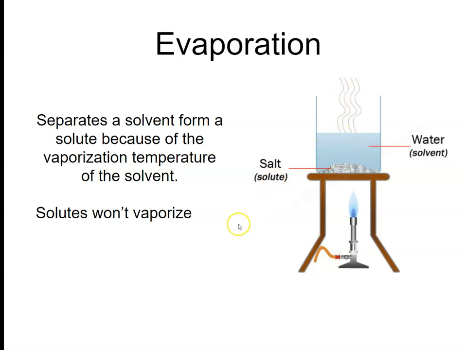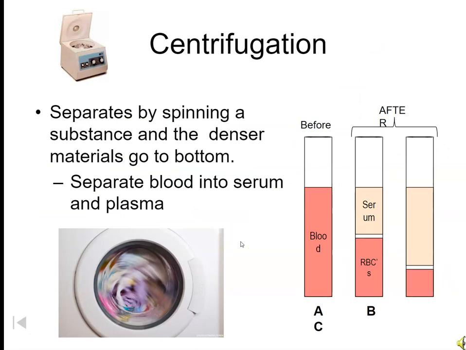So this is a good example of what we're going to be using in class when we try to separate a salt and sand mixture. We're going to dissolve the salt, get rid of the water because we don't really care about the water, get rid of it, and we'll be left with the salt. So evaporation is a very commonly used method to get a solute from a solution.